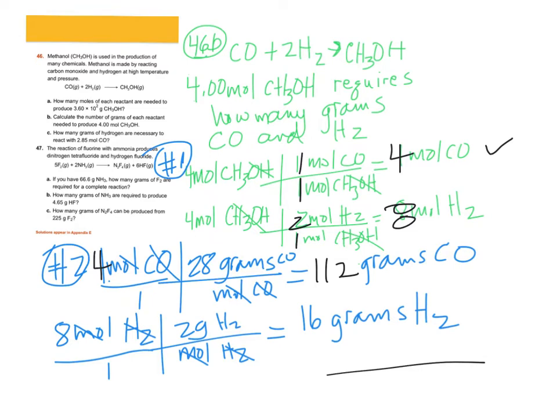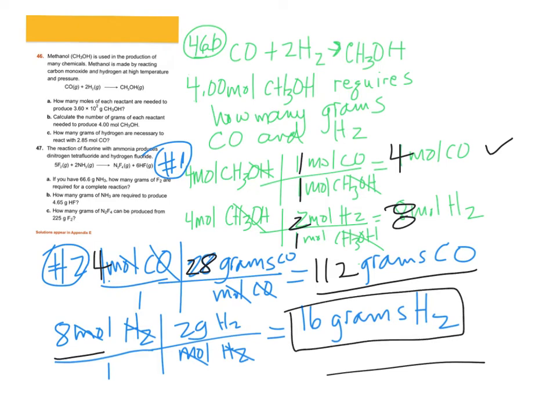So for 4 moles of carbon monoxide, I multiply by 28 grams per mole, remembering that carbon is 12 and oxygen is 16, so that's 28 grams. I determined that to produce 4 moles of CH3OH, I needed 112 grams of carbon monoxide. Then, using the molar mass of 2 grams per mole of H2, I determined that 8 moles of H2 is equal to 16 grams of H2.